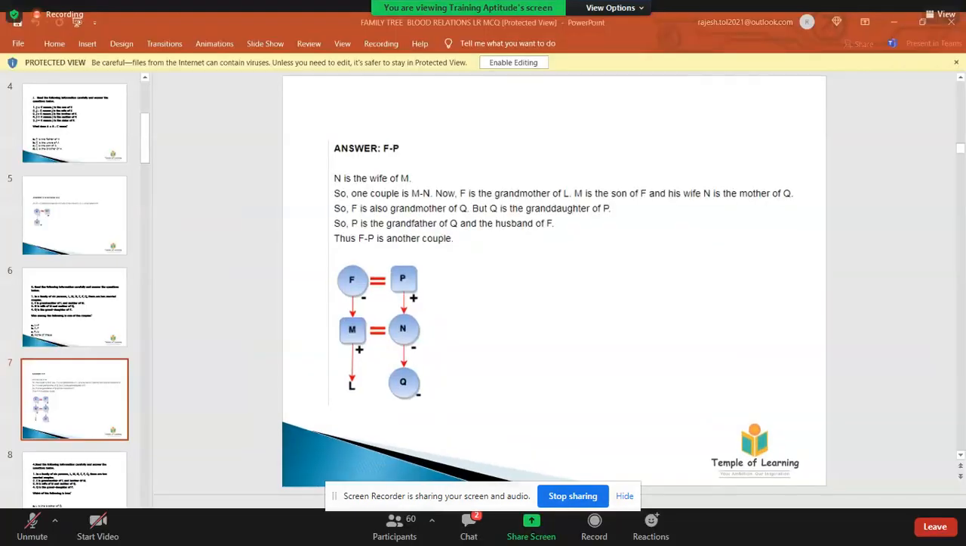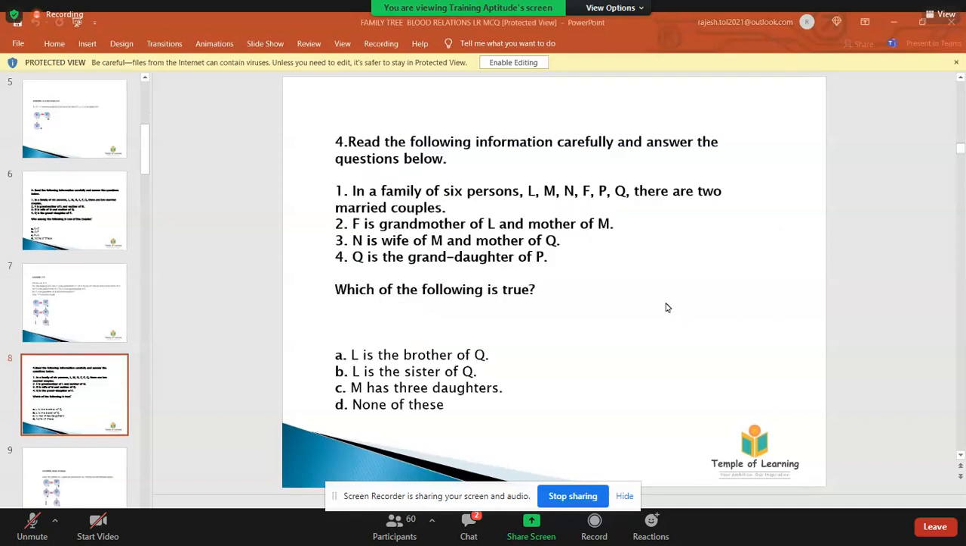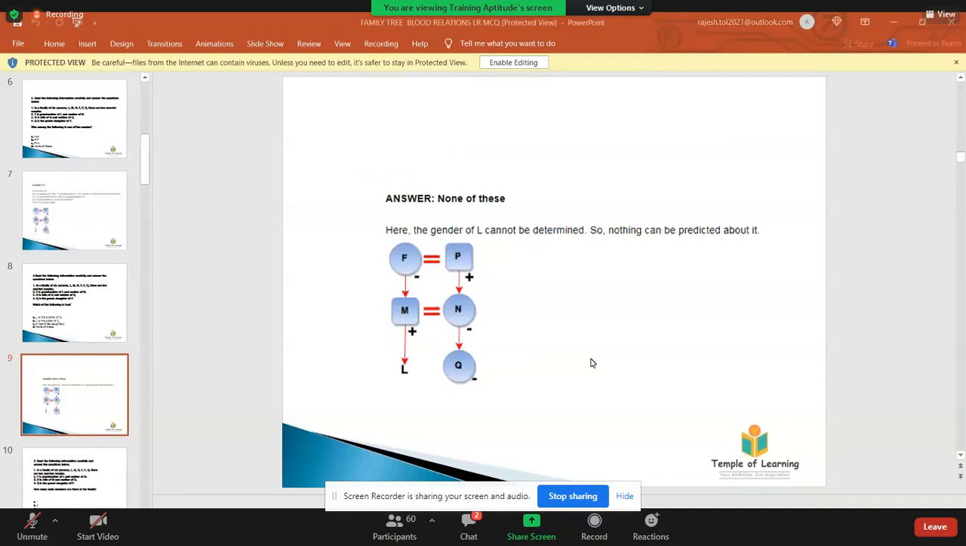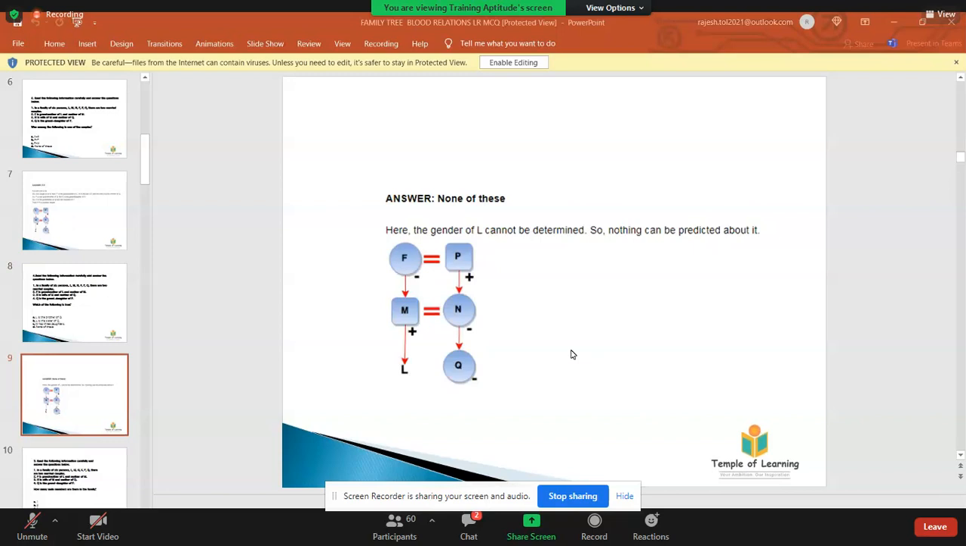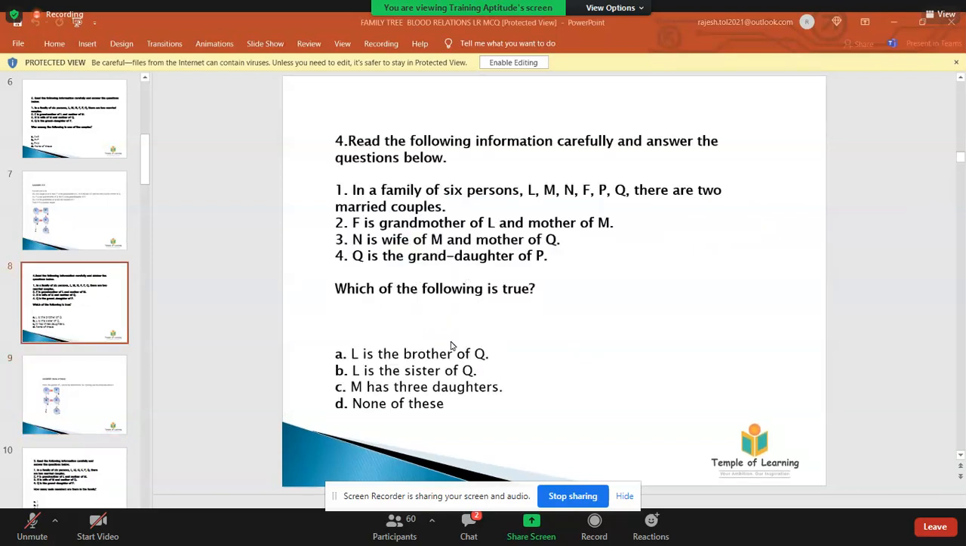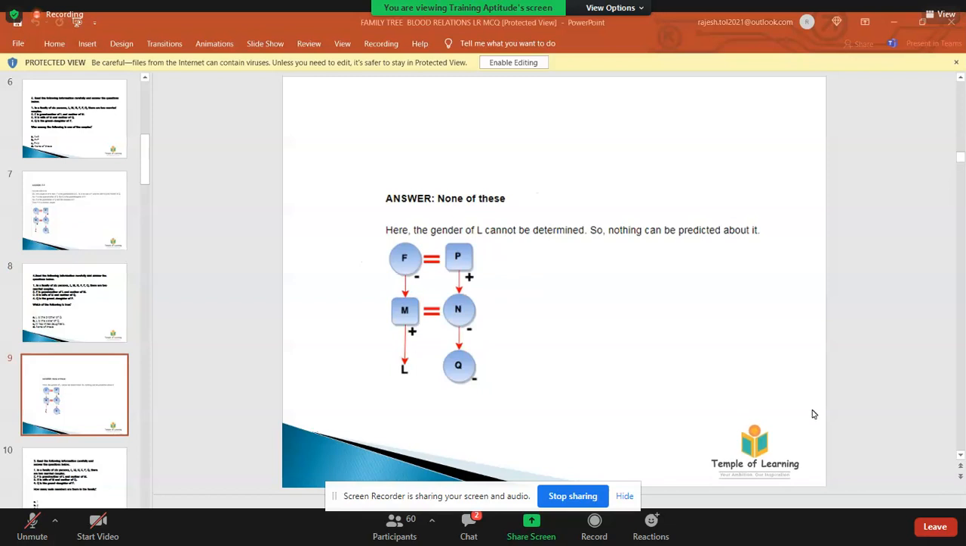This was the first question. The second question: L is the brother of Q. Now we can't comment. Why? L could be brother or sister; we don't know. M has 3 daughters, not known. The answer is none of these, because the gender of L is not known. This is very common. If the gender is not known, you can't predict it.